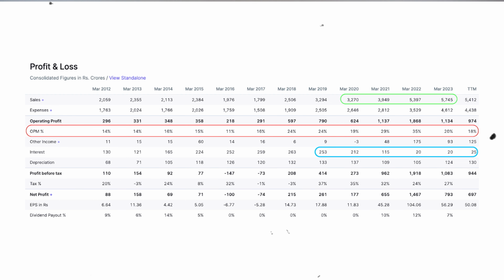one, the sales number, particularly the highlighted part. The second one is the operating profit margin. The third one is how debt has reduced substantially over the last 4-5 years. And finally, the net profit. Now, a lot of industry analysts or industry players say that you should look at the EBITDA per ton number, and I agree with them.